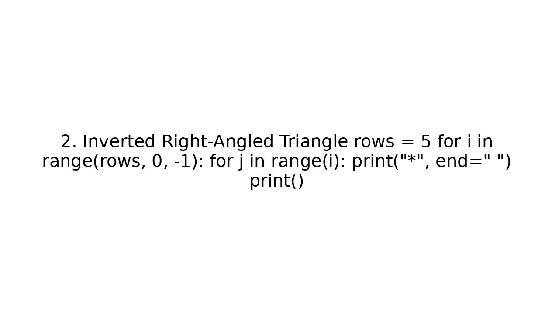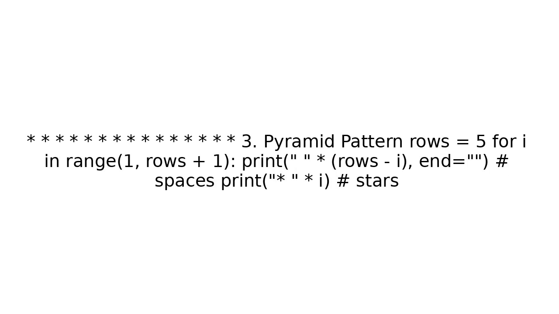3. Pyramid pattern. rows = 5. for i in range(1, rows + 1): print(" " * (rows - i), end=""). print("*" * i). Output: a pyramid of stars. Explanation: the outer loop controls rows. " " * (rows - i) adds spaces for alignment. "*" * i prints stars.